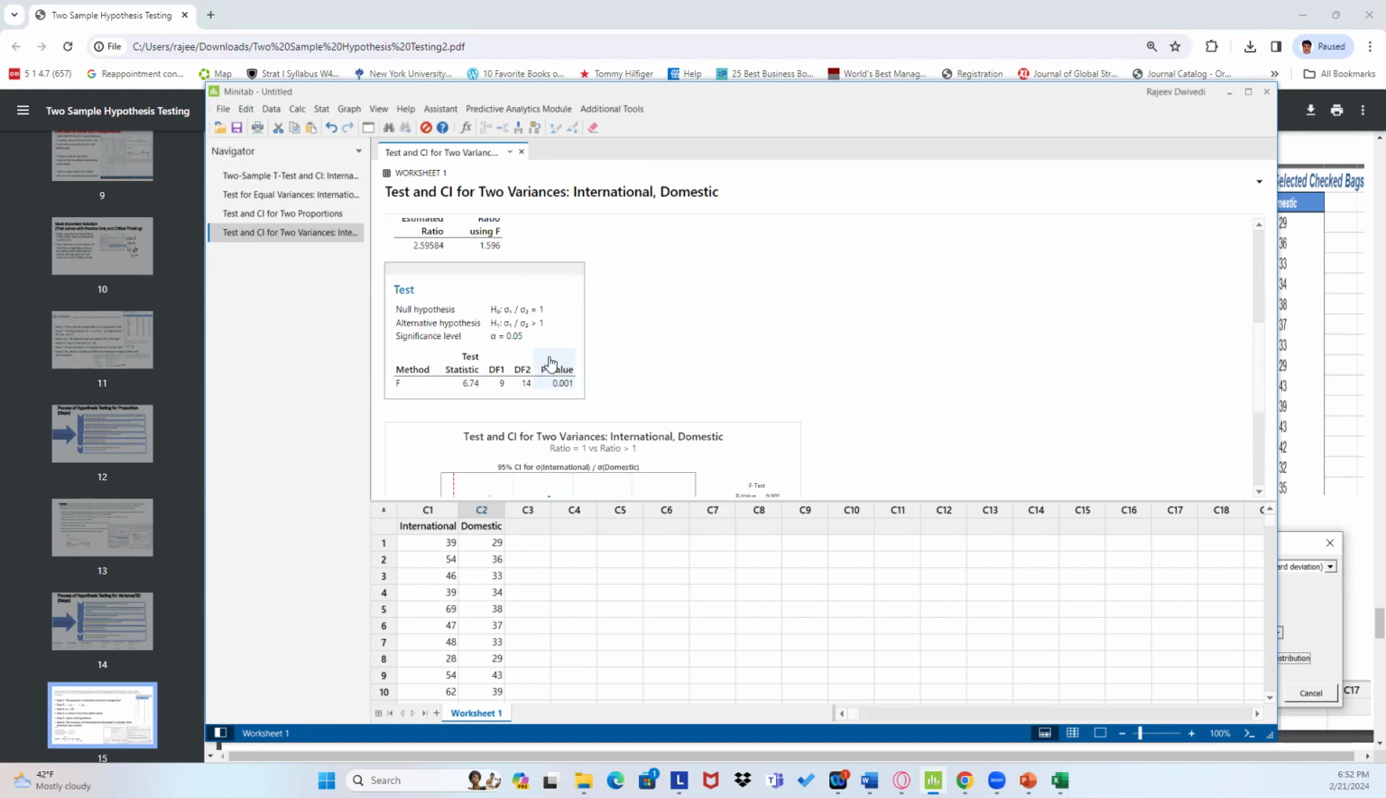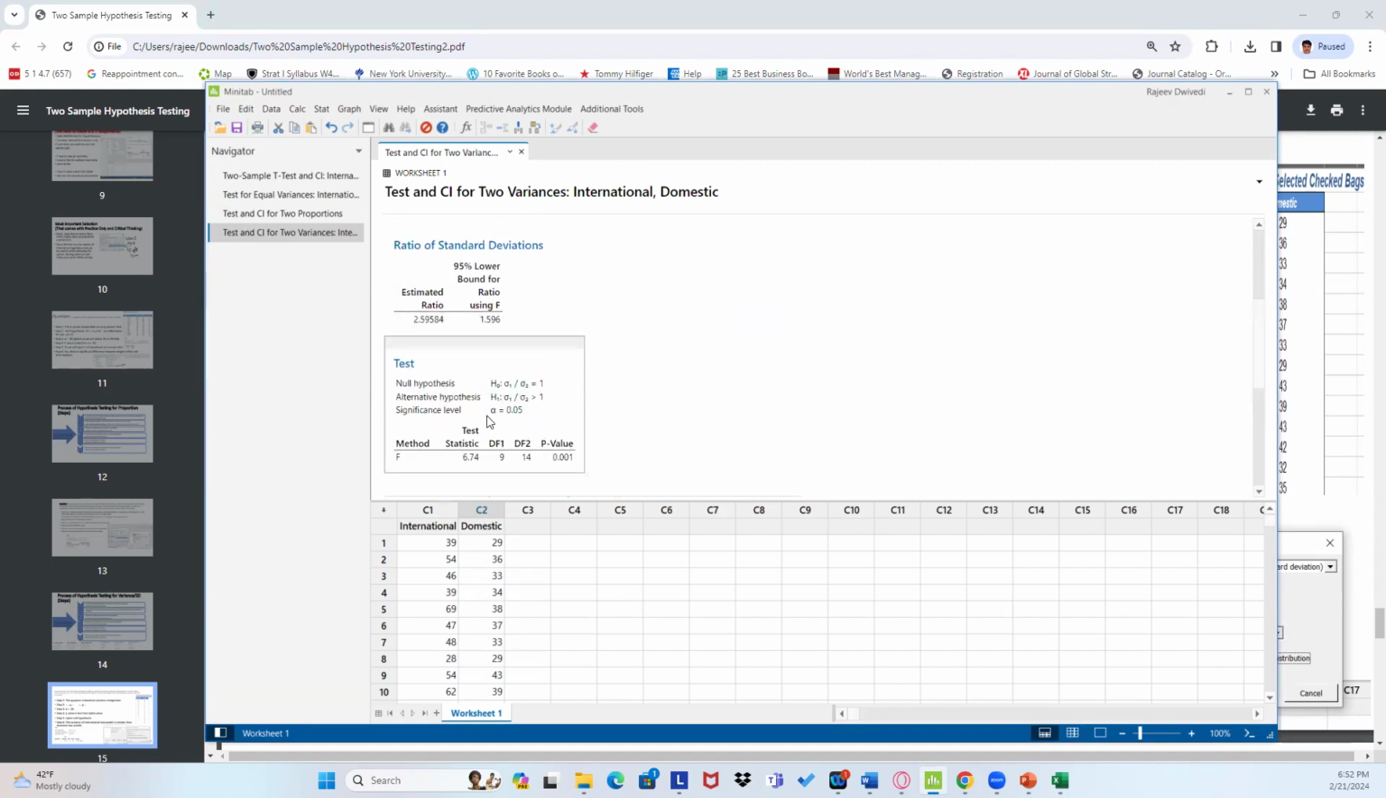The p-value is less than 5%, and we can clearly see that the standard deviation of the international baggage weight is higher than the domestic weight.